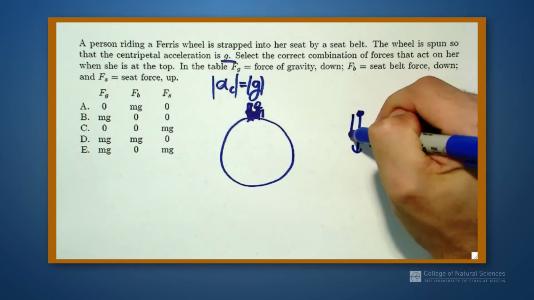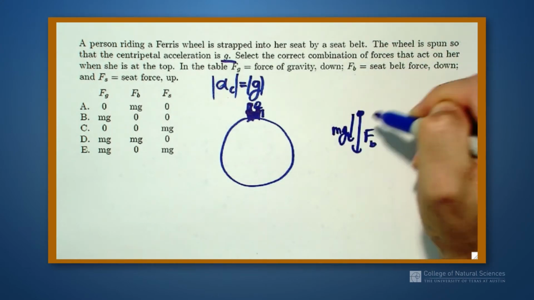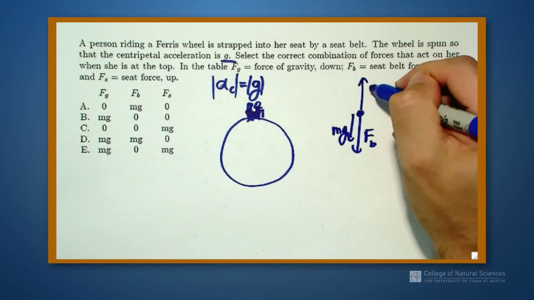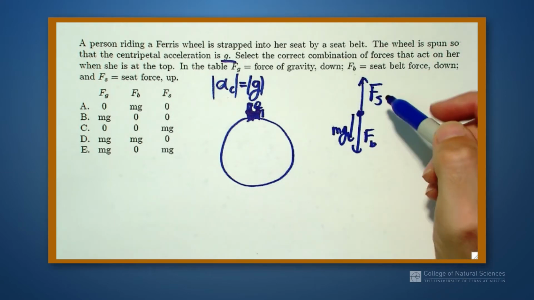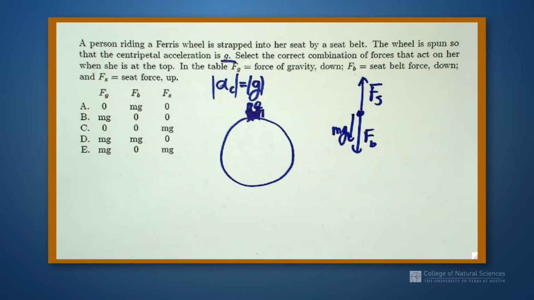We know that there's a weight force of mg pointing down, and we know that there is a possible force due to the seat. The seatbelt and the force of the seat, I would consider those to be normal forces. The seatbelt is pushing down on the person because the person is below the belt, and the seat is pushing up with a normal force on the person as they sit on the seat.